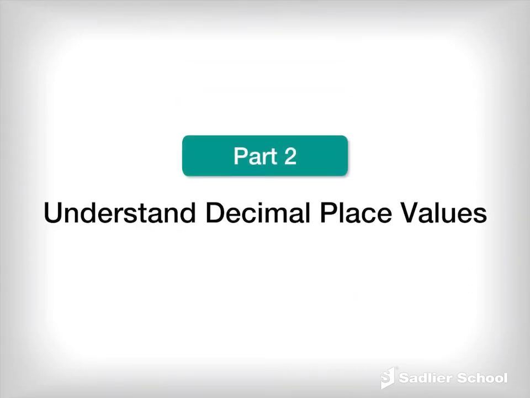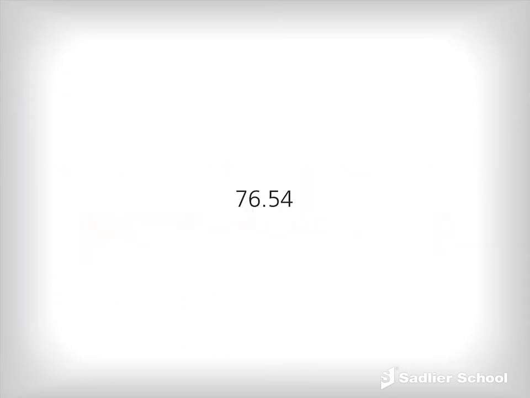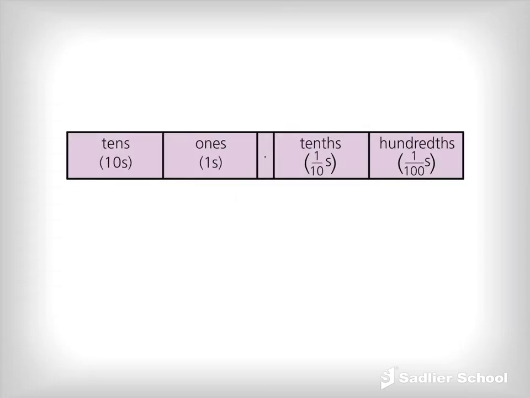Part 2. Understand decimal place values. How are adjacent places in a decimal number related? Now let's look at the value of each digit in a multi-digit decimal number. Give the value of each digit in the number 76 and 54 hundredths. A place value chart can help to identify values. This chart shows place values from the tens place through the hundredths place.